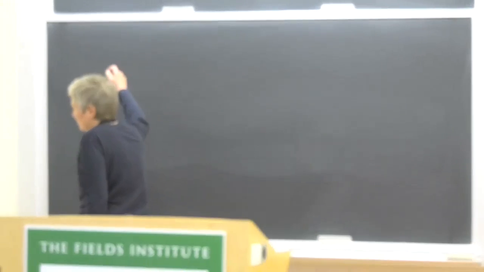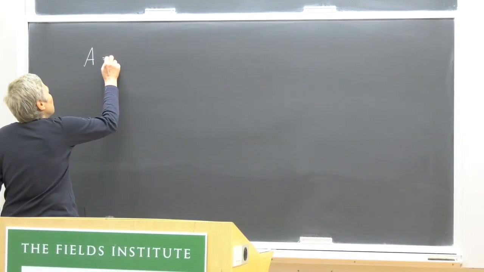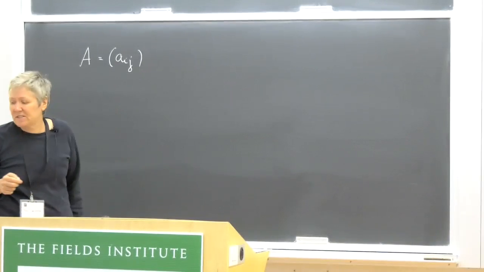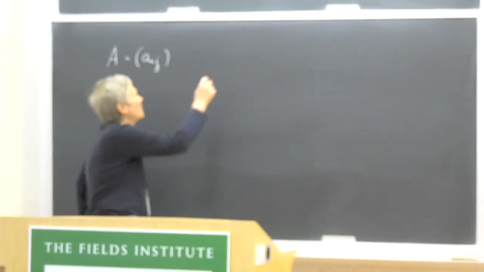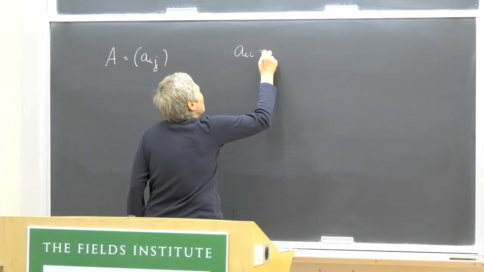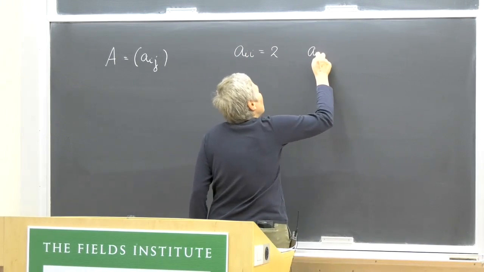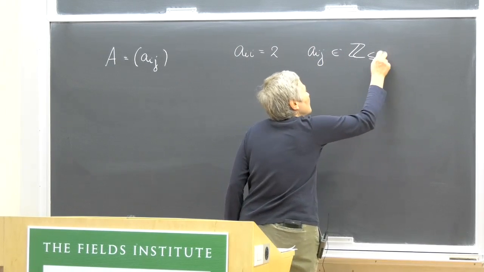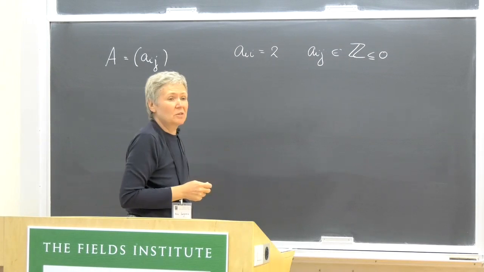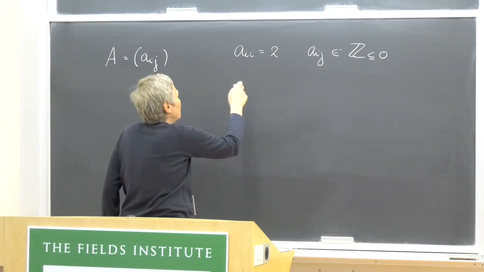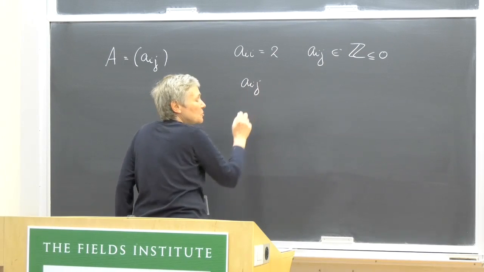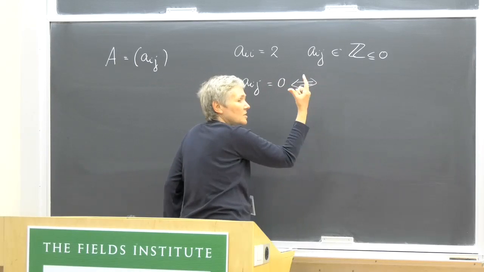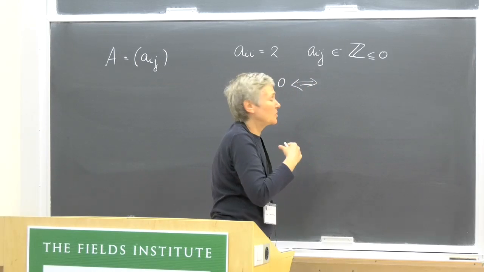So if we start with a square matrix satisfying certain conditions, let me write them down. Off-diagonal elements are non-positive integers. You have 2's on the diagonal, and you have something which one can call weak symmetricity: the symmetric entries are both zero or both non-zero.